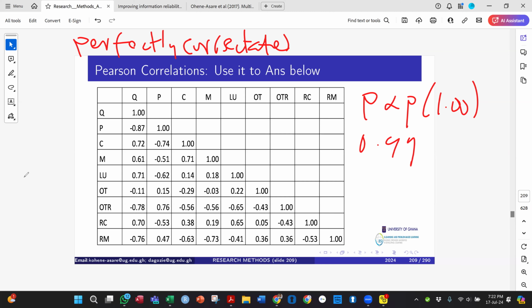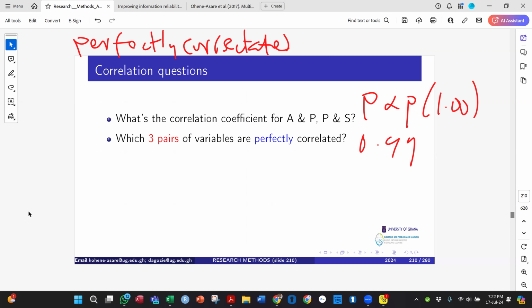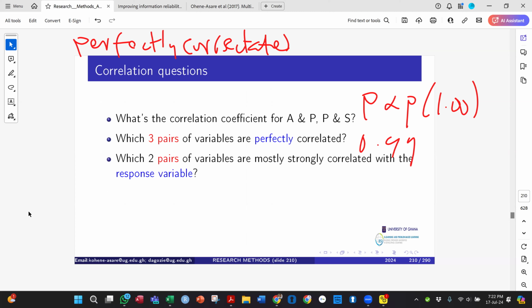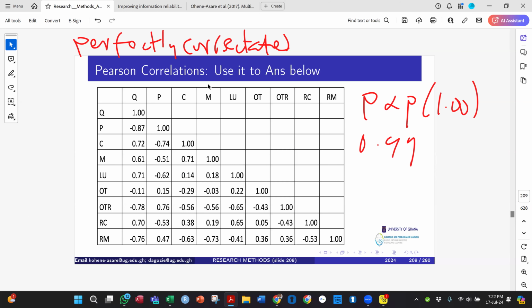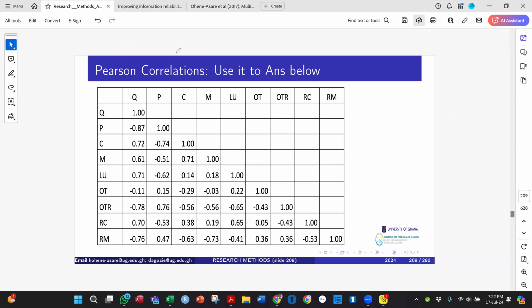All right, let's move on. Let's look at the next question. Which 2 pairs of variables are most strongly correlated with the response variable? First, you need to know what a response variable is. Who can tell me what a response variable is? Which variable do you think is a response variable? The response variable is Q. That's a dependent variable.